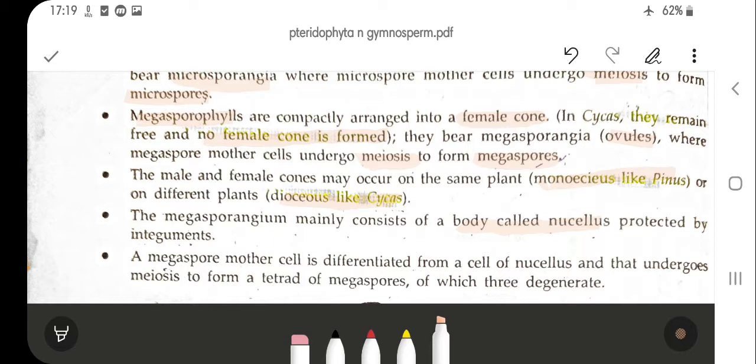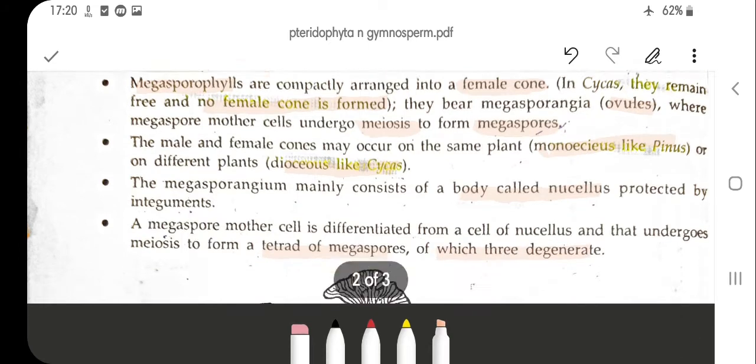The megaspore mother cell differentiates from the cells of the nucellus. Out of the mass of cells, one cell will behave as the megaspore mother cell, which undergoes meiosis to form the tetrad of megaspores, the end product of meiosis. Meiosis 1 gives 2 cells, then meiosis 2 gives 4 megaspores, known as the tetrad of megaspores, of which 3 degenerate and only 1 becomes functional.